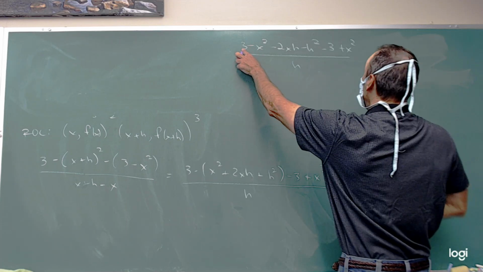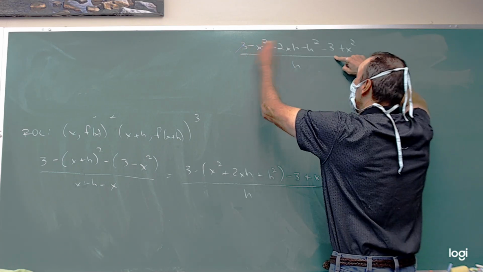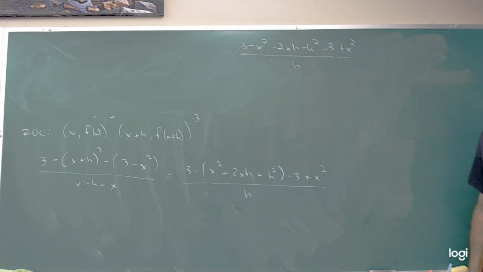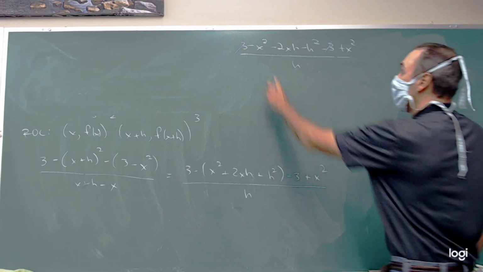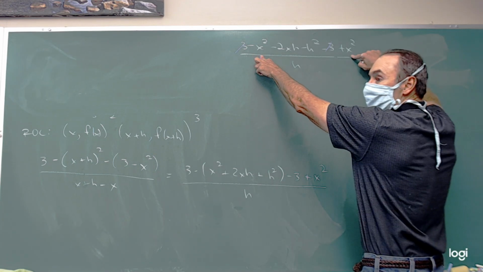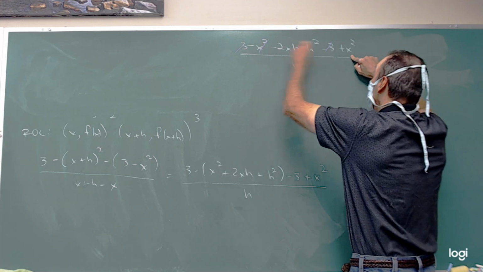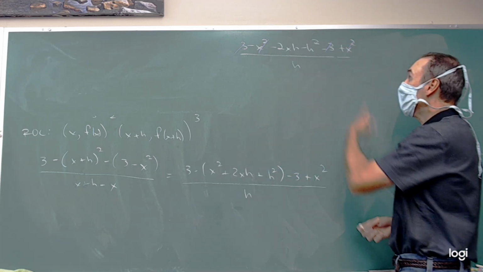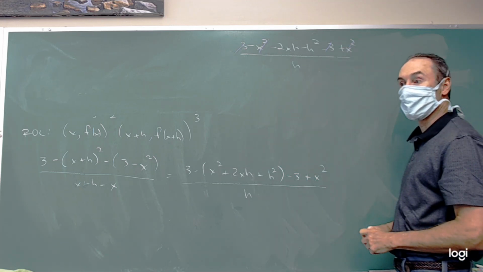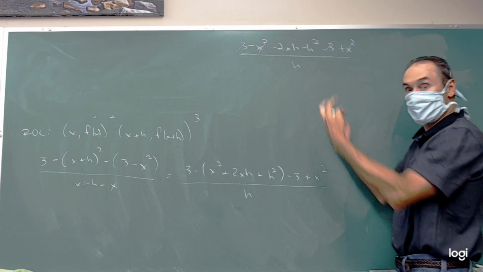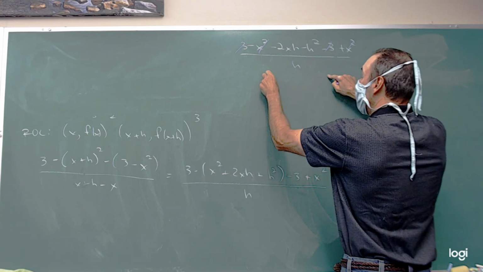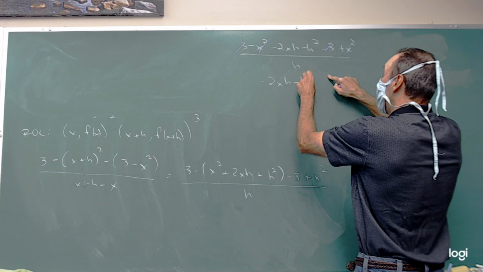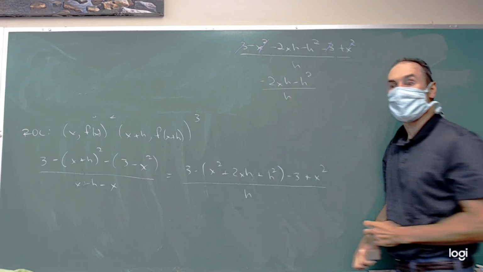We have a 3 here and a minus 3 there that don't have h's. As promised, they're going to cancel. We have a minus x squared here and a plus x squared that don't have h's. They are going to kill each other off. Everything else has an h in it. Okay so far? So I'm just going to rewrite that for a minute. So we have a negative 2xh minus h squared all over h.